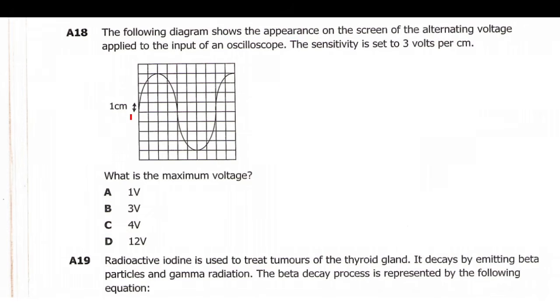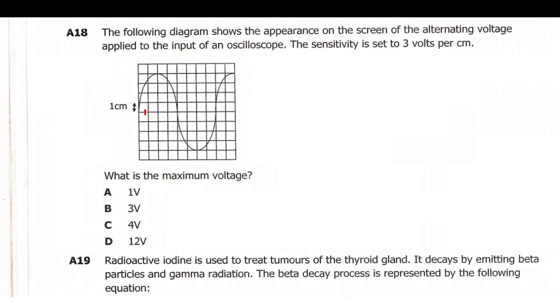centimeter. So this is the output of an alternating voltage when it is put to the input terminals of an oscilloscope. This wave is seen like this, and in the oscilloscope they have set the sensitivity to 3 volts per centimeter, meaning 1 centimeter represents 3 volts. Now they're asking what is the maximum voltage?